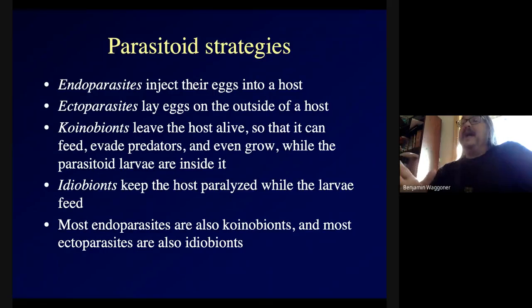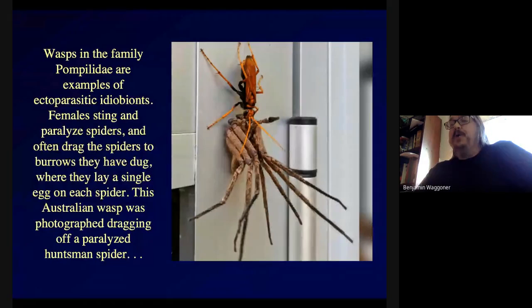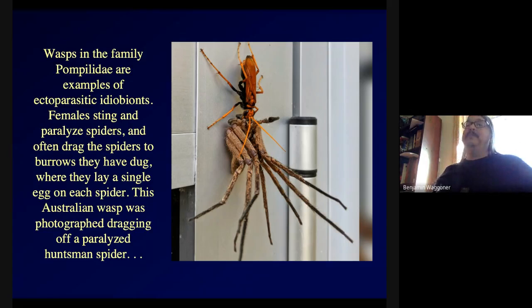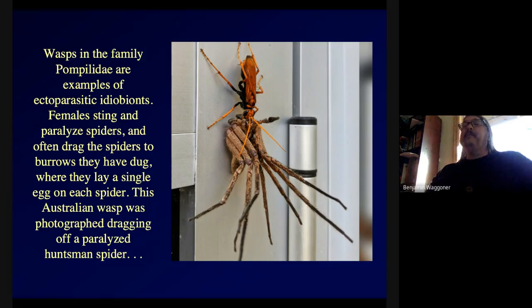I actually got this picture from the New York Post. This was taken in Australia. That's a wasp dragging off a huntsman spider that's larger than itself. This freaked out everybody, especially because Australia is kind of known for having scary wildlife that tries to kill you. But we actually have wasps around here that do this. They're pretty widespread. These are wasps in the family Pompilidae.